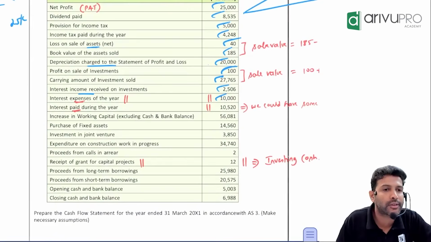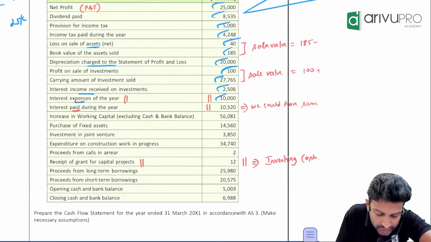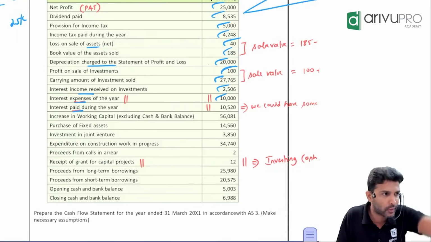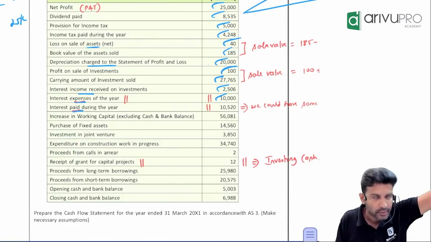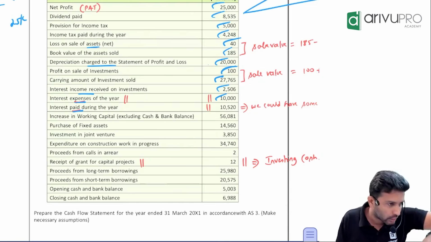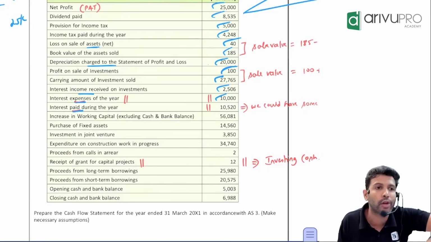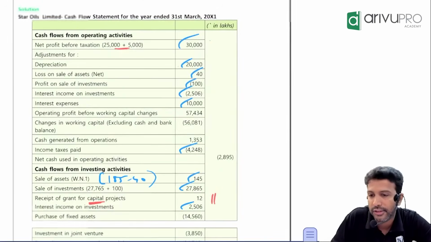Interest expense. Interest expense paid. They have given interest expense and interest paid separately. First, we'll do one by one. Interest expense goes where? P&L. Due to this expense, P&L reduces, so OCF also reduces. But is interest an operating activity or financing activity? What to do? Add back. Add back how much? 10,000. Have they added back? Yes.